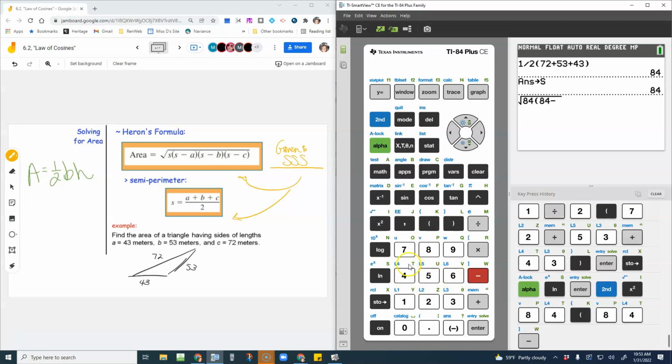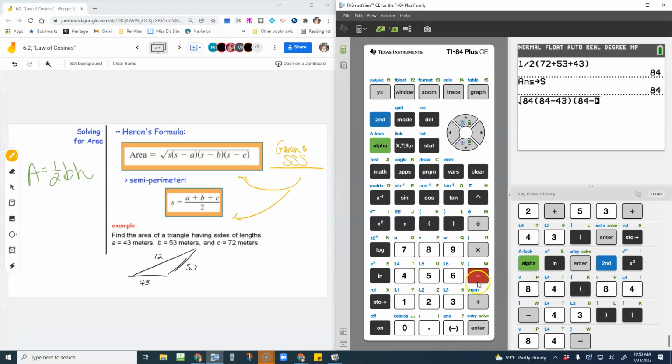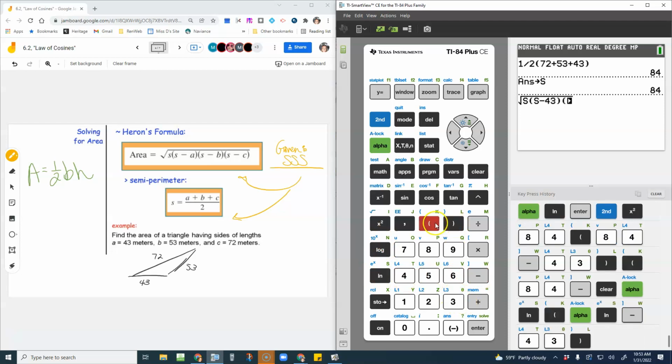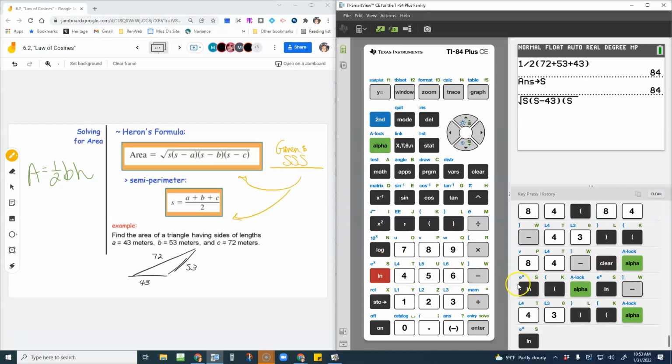And 84 minus my first side, whoever he is. The order doesn't matter as long as you get them all in there. 84 minus, I'm just showing you it wasn't that big a deal. But if the semi-perimeter was nasty, yeah, you could do that S. It's not a big deal either. S times S minus one side times S minus another side. And it's basically doing all of our geometry for us in a much, much, much quicker way.